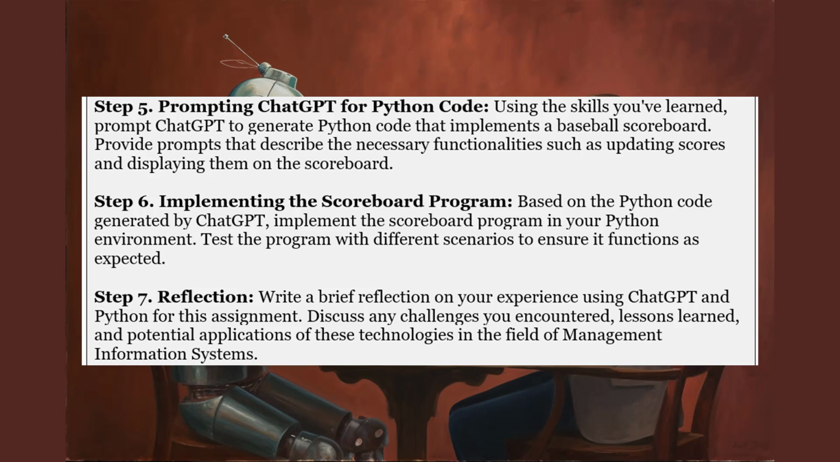Step 6 is implementing the scoreboard program. Based on the Python code generated by ChatGPT, implement the scoreboard program in your Python environment. Test the program with different scenarios to ensure it functions as expected. Step 7 is reflection. Write a brief reflection on your experience using ChatGPT and Python for this assignment. Discuss any challenges you encountered, lessons learned, and potential applications of these technologies in the field of management information systems.